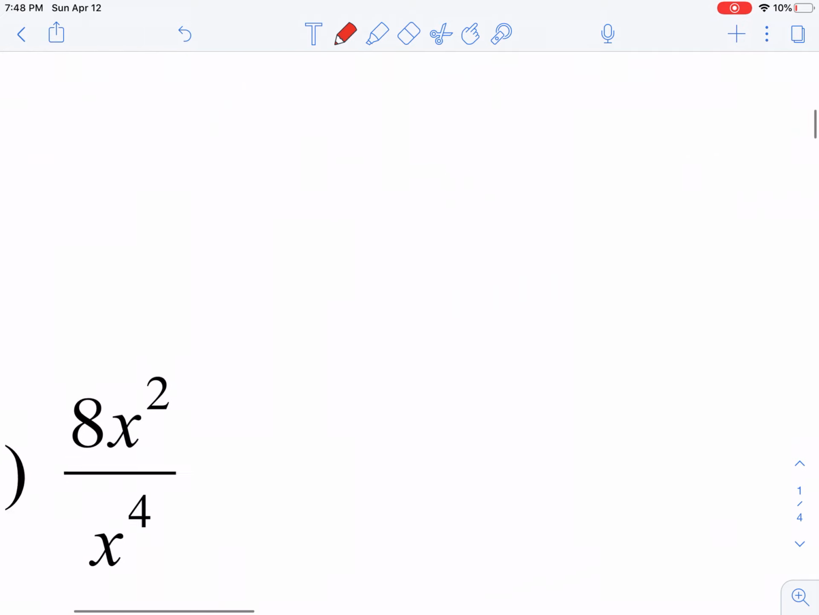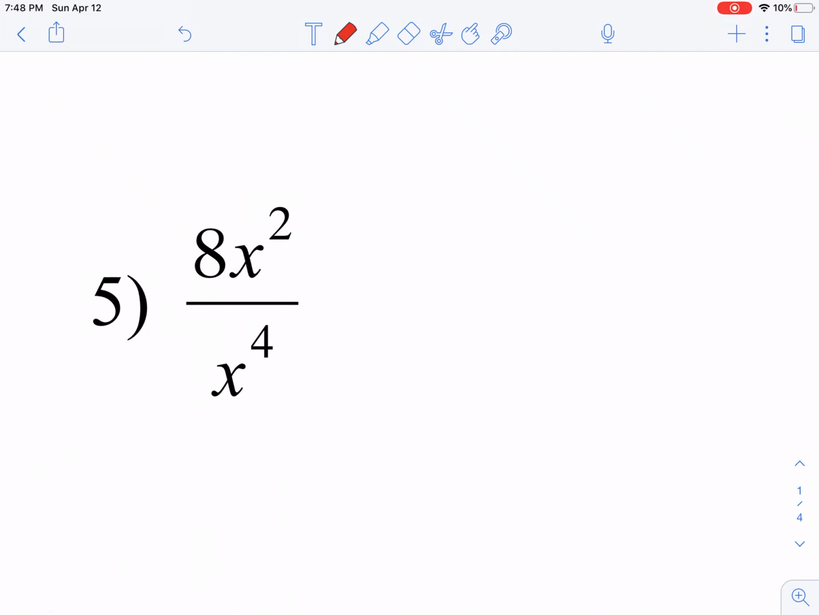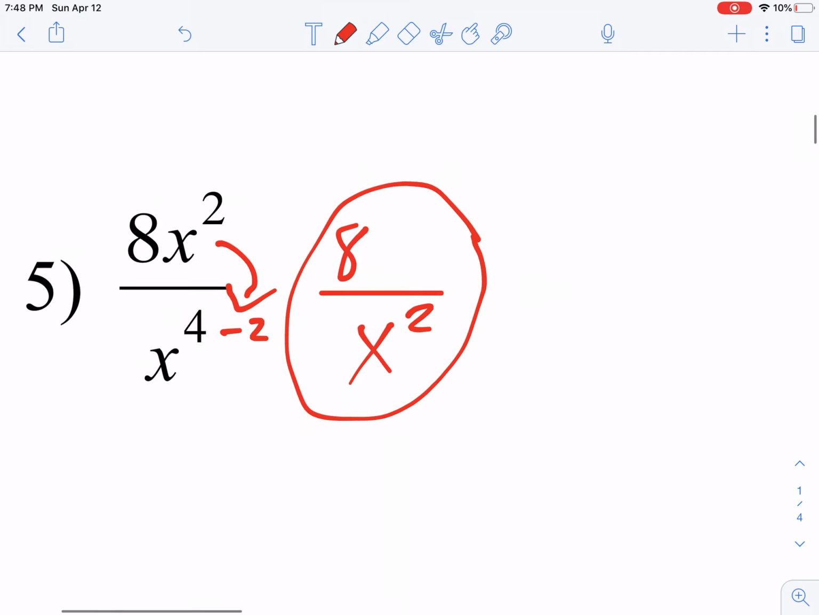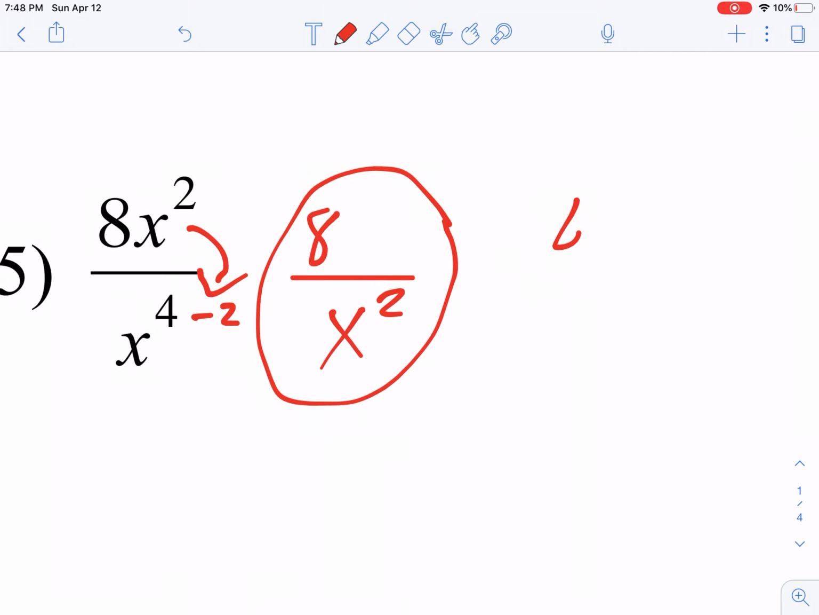Looking at number 5, you have 8x squared over x to the fourth. Now, 8 is simply going to stay the same because there's nothing to do with it. We're going to move this x to the second to the bottom and subtract it from the x to the fourth. So x to the fourth becomes x to the second. And this is your completed answer. Again, the reason this works is because 8 times x over x.